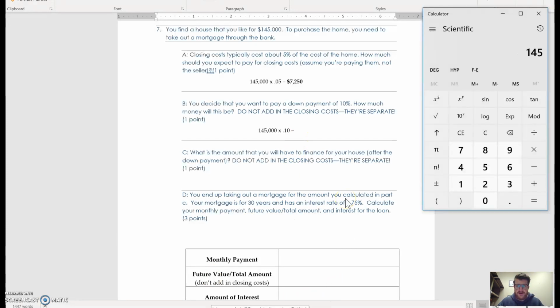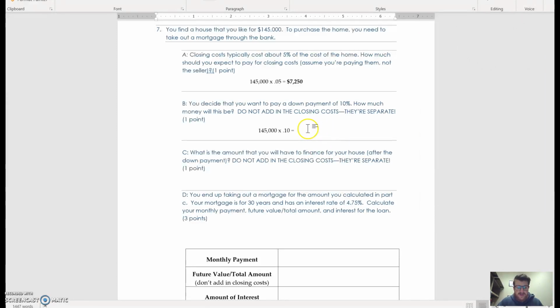I just want to show you on here for you visual people. So you get 14,500. So what that means is up front, before you even make any monthly payments, you need about $22,000 here between the closing costs and down payment to get the home, aka start saving now, right?